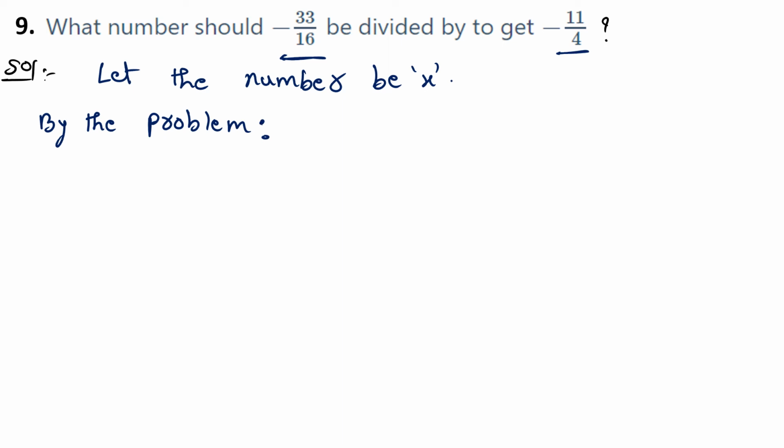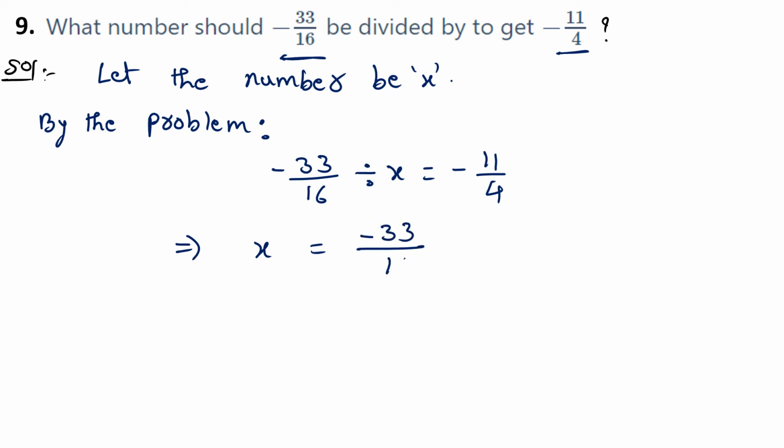So given that minus 33 by 16 divided by x is equal to minus 11 by 4, let us write this again. This x equals to, how can we write that? If you transpose the divided by x from this side to this side, and minus 11 by 4 from RHS to LHS, it will become x equals minus 33 by 16 divided by minus 11 by 4. We should write like this, okay?